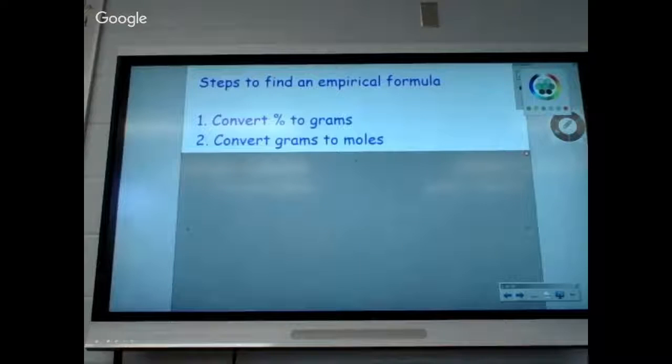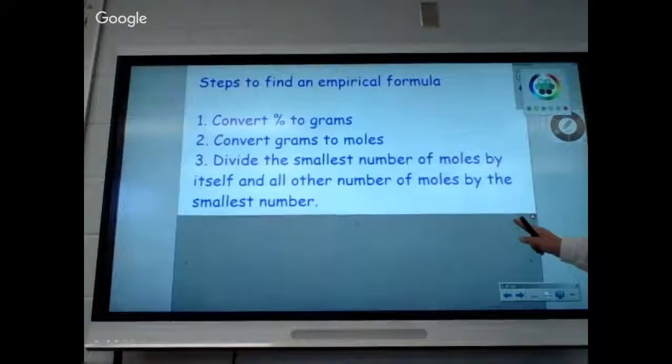Now, step 3 is pretty easy because it's a basic math skill you guys already have. It just sounds really confusing, but it's not. We're going to divide the smallest number by itself, and then all other numbers of moles by the smallest number. This is sort of like math class. You know how if you divide the left side of the equation by 2, what do you have to do on the right side? Got to do the same thing. Got to divide it by 2.